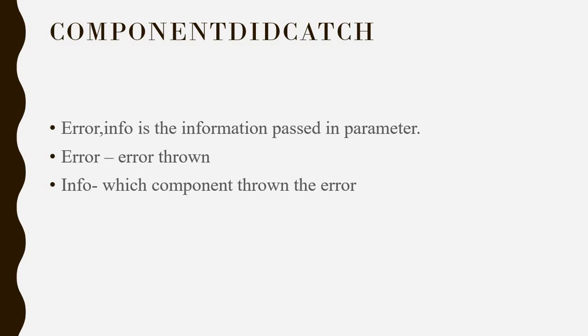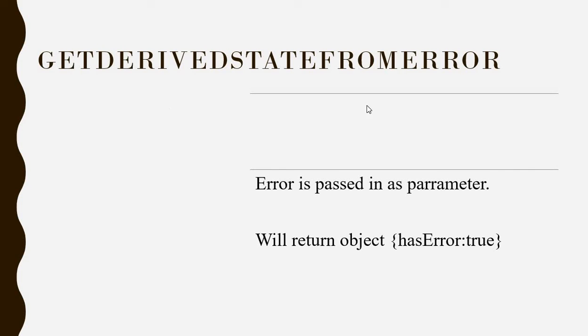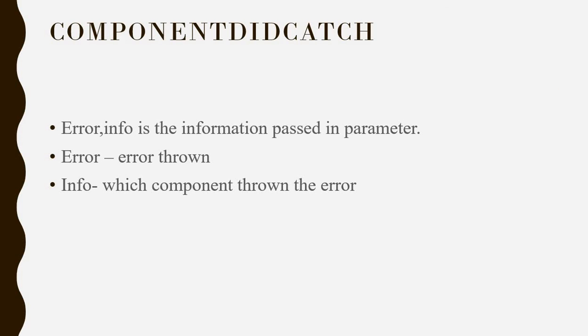The second method in the error phase is componentDidCatch. In componentDidCatch, error and info are both objects that are passed as input to the method. Error is the one we discussed previously: the parameter passed to getDerivedStateFromError, the same object needs to be passed inside componentDidCatch. And info is an object which will have information about the component from which the error has been thrown.